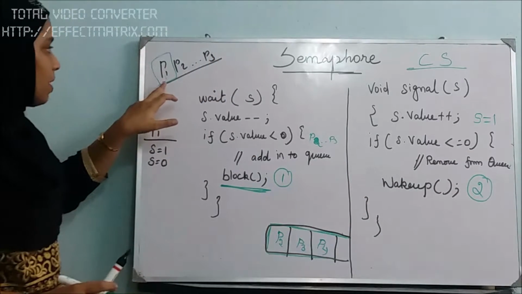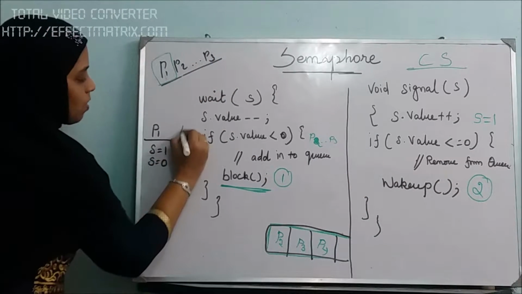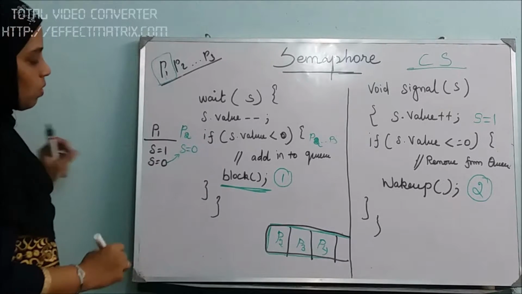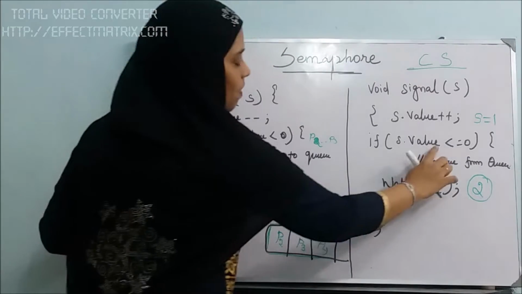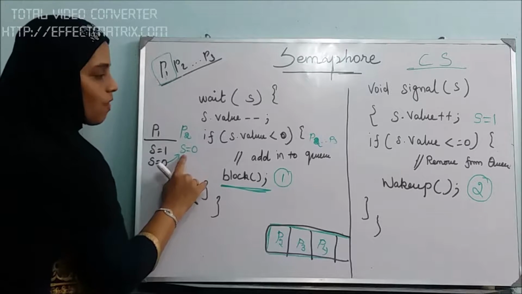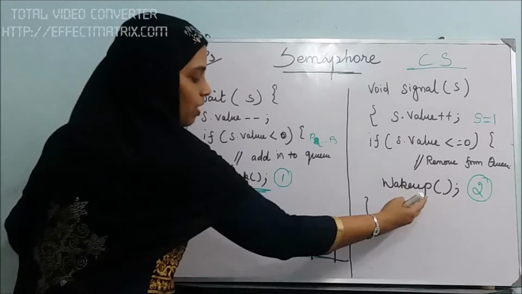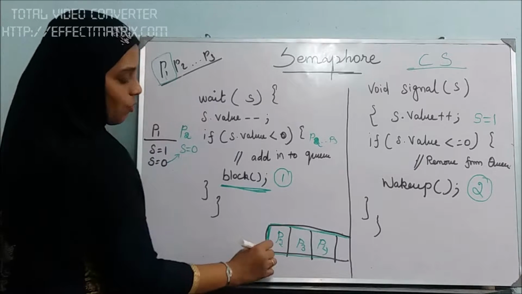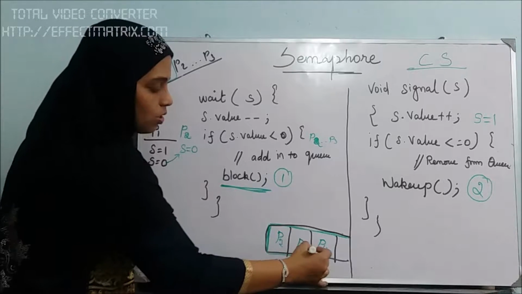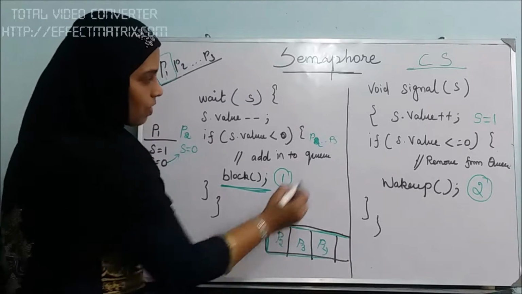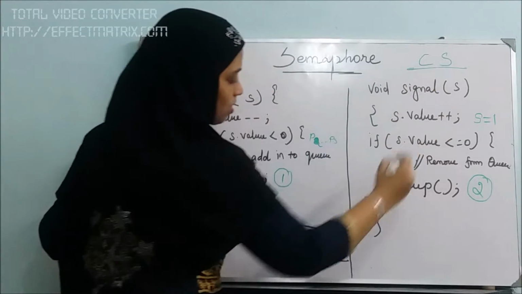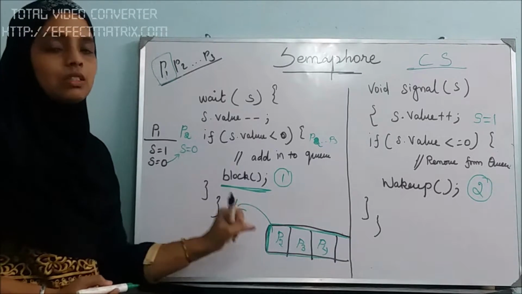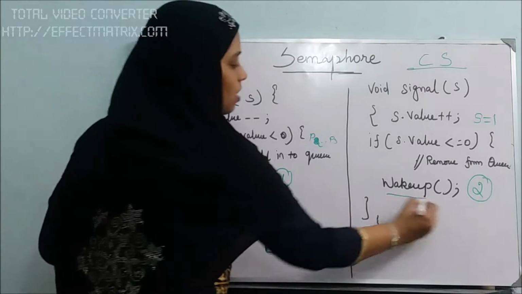For example, two processes are coming, P1 and P2. P1 holds S equal to 1, so automatically the P2 value is equal to 0. Now check the condition, S dot value less than or equal to 0. Yes, the P2 semaphore value is 0, because P2's S value is not equal to 1, so we place the process into the waiting queue. Whenever process P1 executes the signal operation, the waiting process will be woken up from the queue for the execution of its critical section. That is done by the wake up operation.